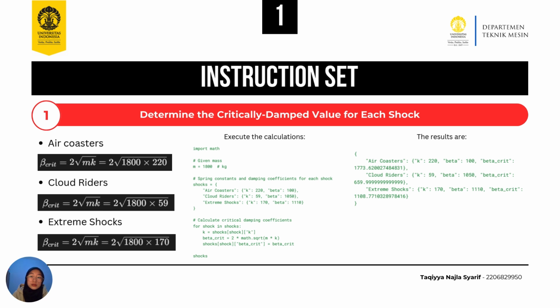For each shock, there are the Air Coaster, Cloud Riders, and Extreme Shocks. We have the beta critical, and we calculate these values using Python. This is the Python code that I made, and we can execute the calculations. So we have the result, as shown on the presentation.